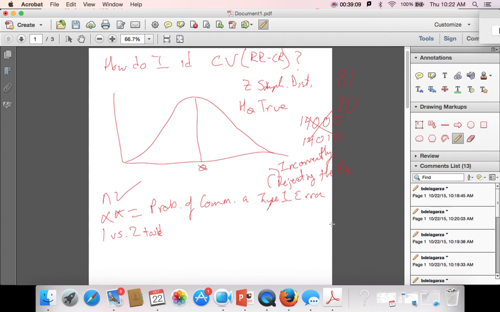Now here, you're going to find in your textbook something that's also called type 2 error. What is type 2 error? Type 2 error is incorrectly retaining the null hypothesis. So in other words, I should have rejected the null hypothesis, but I didn't.